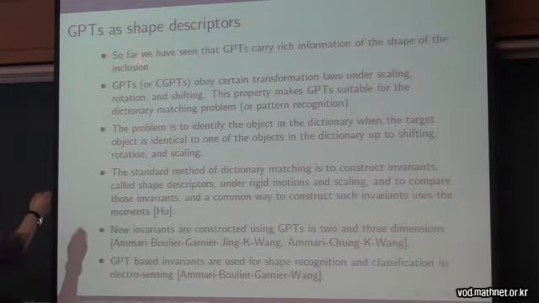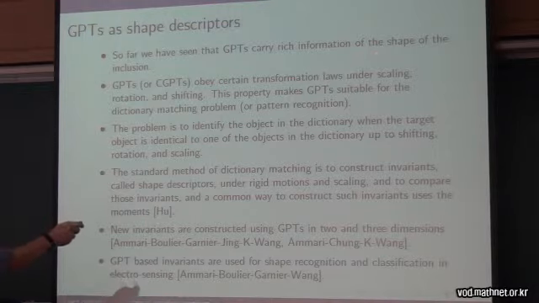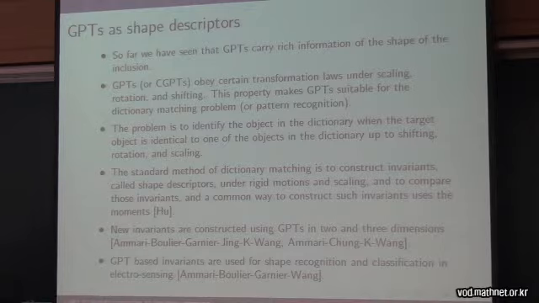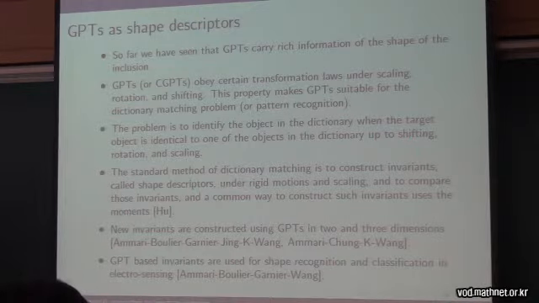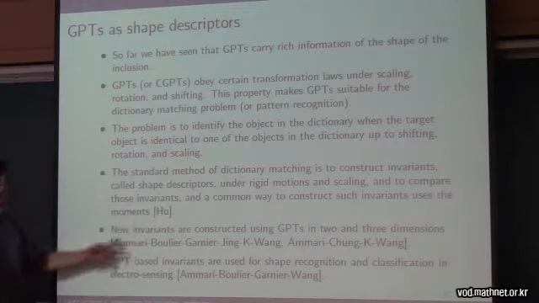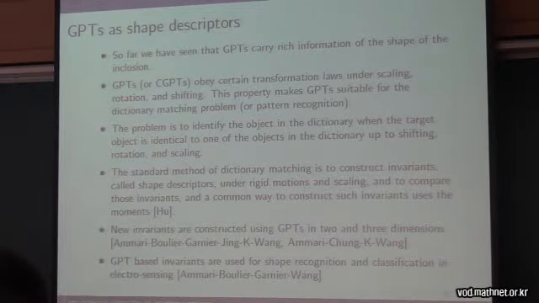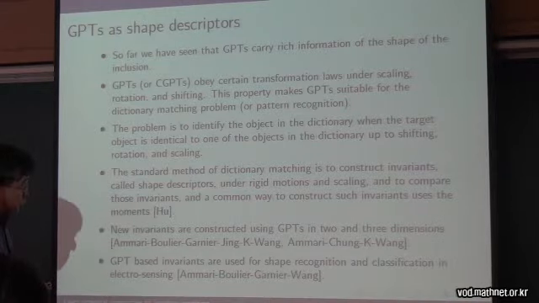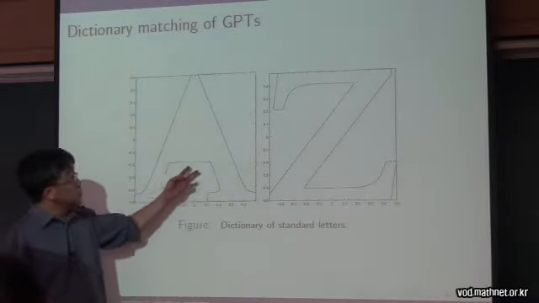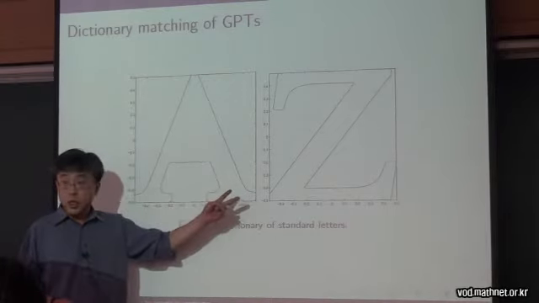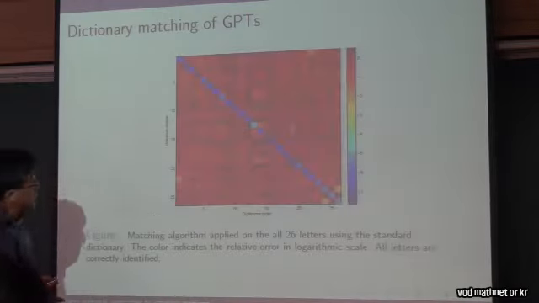So the summary is, so far we have seen that the GPT carries very rich information about the shape of the inclusion. And the GPT obeys certain transformation laws under scaling, rotation, and shifting. And this property makes GPT suitable for the dictionary matching problem. The problem is to identify the object in the dictionary when the target object is identical to one of the objects in the dictionary up to shifting, rotation, and scaling. The standard method uses harmonic moments, but we derive some invariants and use them as the shape descriptor. For example, these are the alphabets from A to Z, and we compute all the shape descriptor invariants.